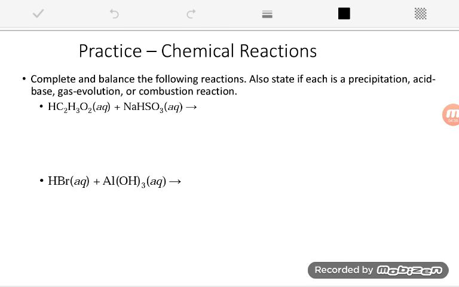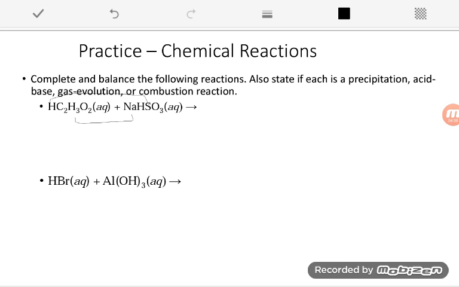Okay, complete and balance the following reactions, and then we're also going to label what type of reaction it is. So we can see that these are both either ionic compounds or ionic compounds with acids. So we're going to use our rules. Outsides go together, insides go together. It can be useful to decide where you're going to split your compounds.